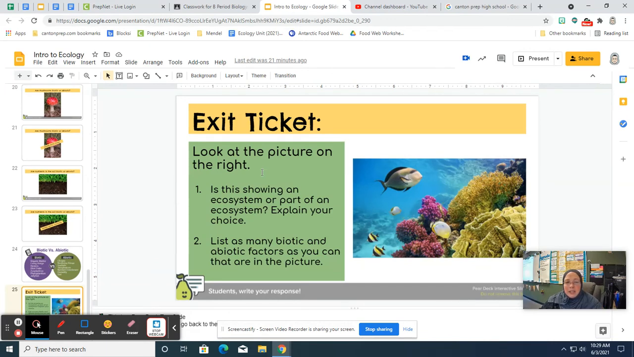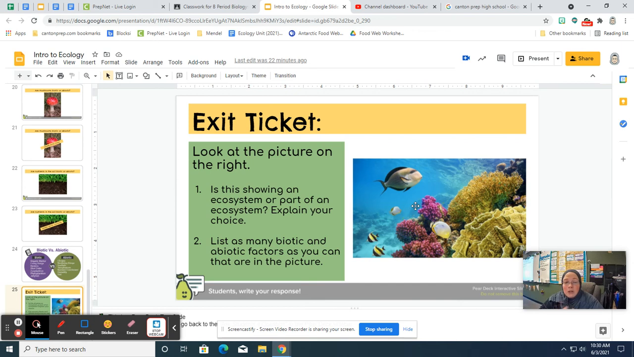So as we wrap up this lesson, we should go ahead and look at this picture on the right. Look at this picture of this coral reef. This coral reef, is this an ecosystem or is it part of an ecosystem? Well, it's both, right? A coral reef is a very specific ecosystem. It's very biodiverse, right? Lots of different plants and animals and species living there. The other part of it is it's part of an ecosystem. It's part of a larger marine or saltwater ecosystem.